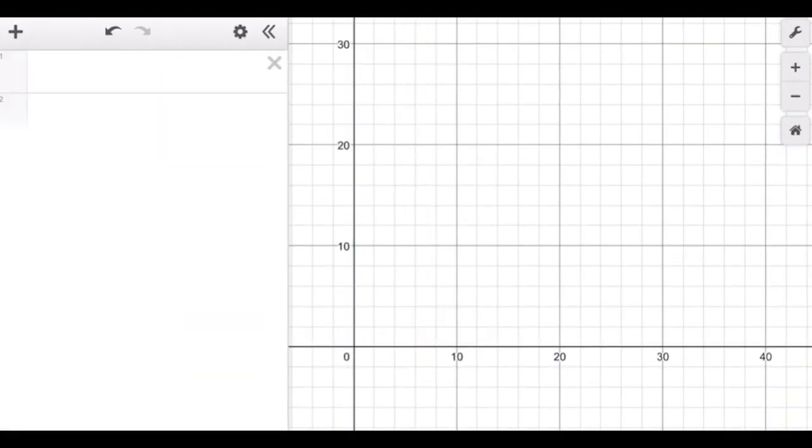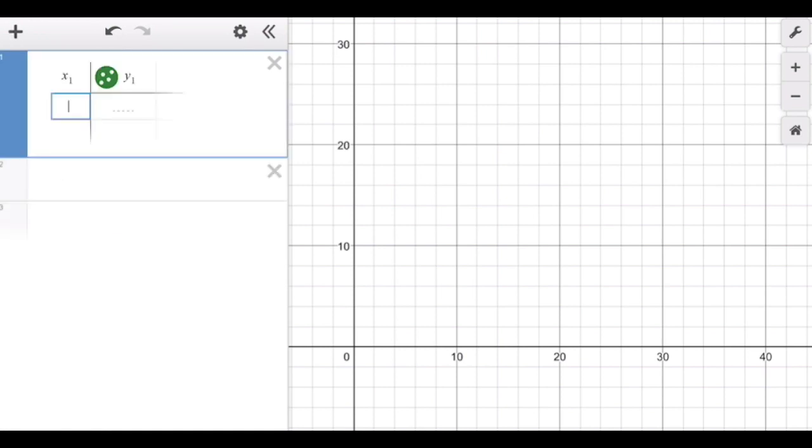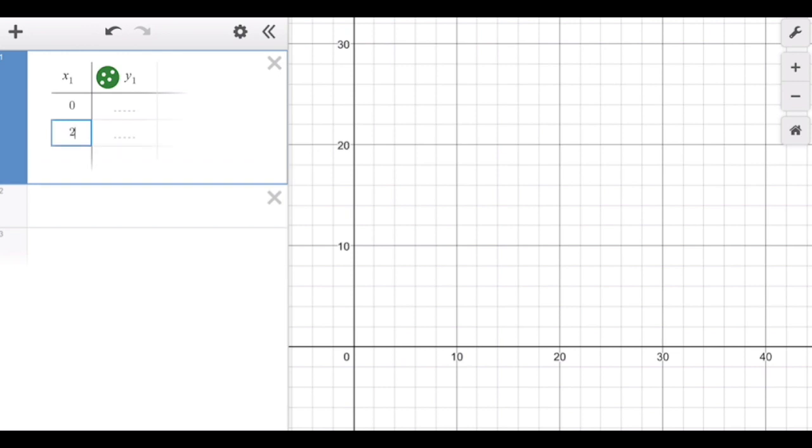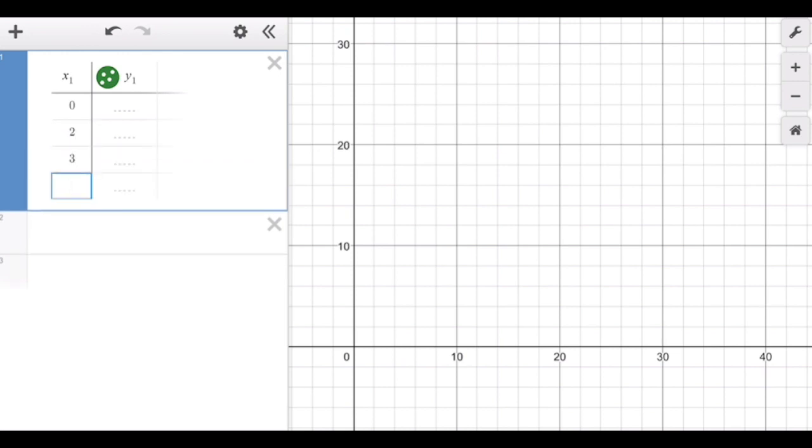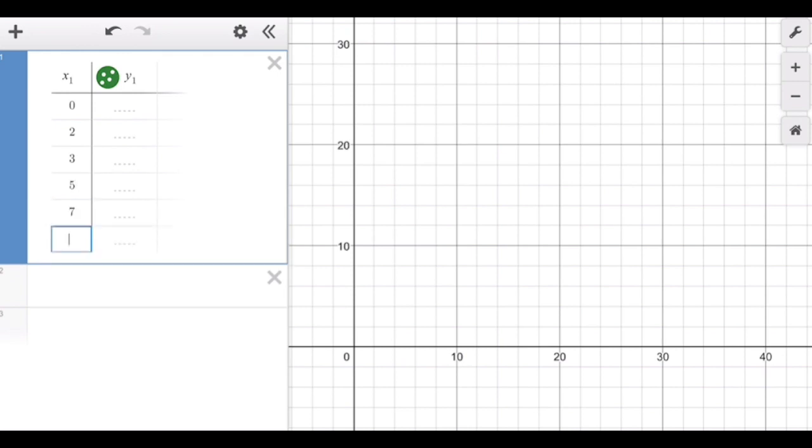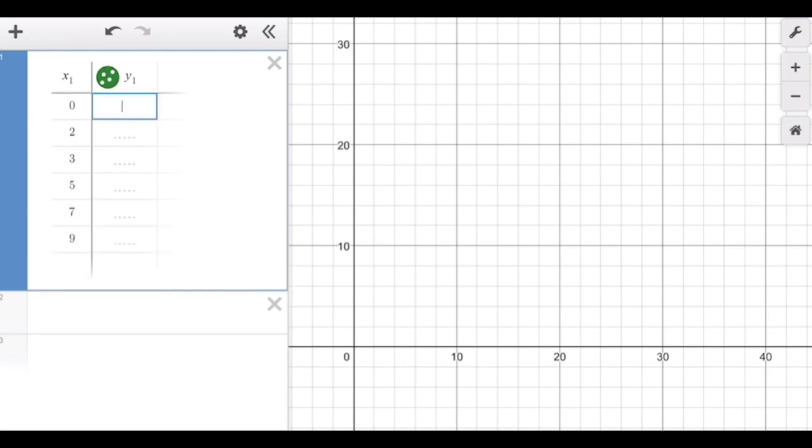I'm going to clear our data out, and I'm going to add in a table of values. Our X values were 0, 2, 3, 5, 7, and 9, and their respective y values were 492.7, 522.0, 539.2, 566, 550.1, and 512.1.